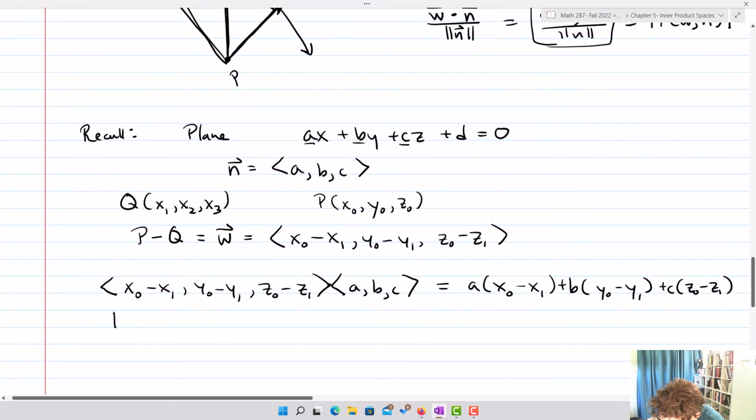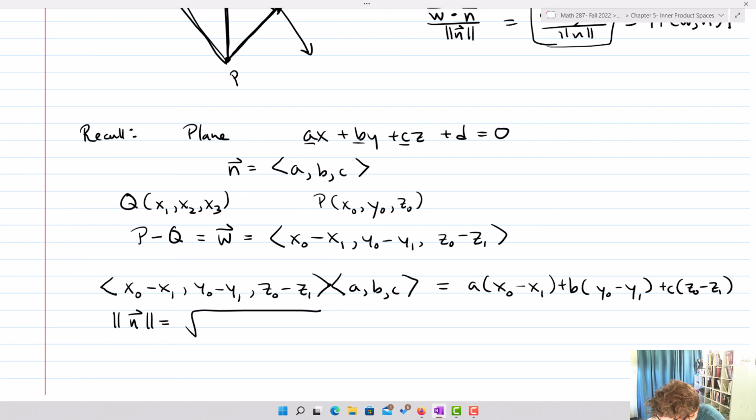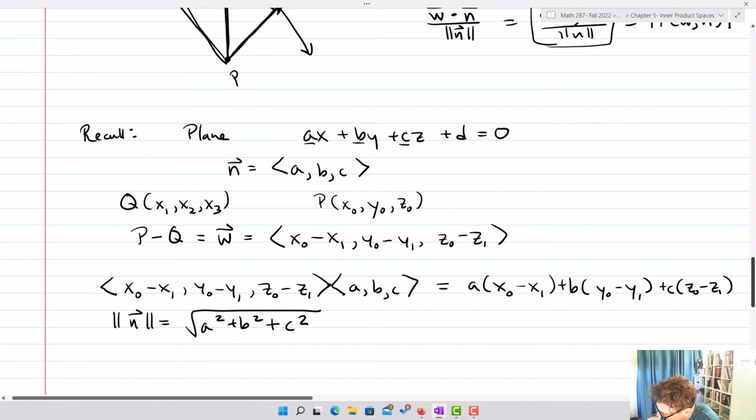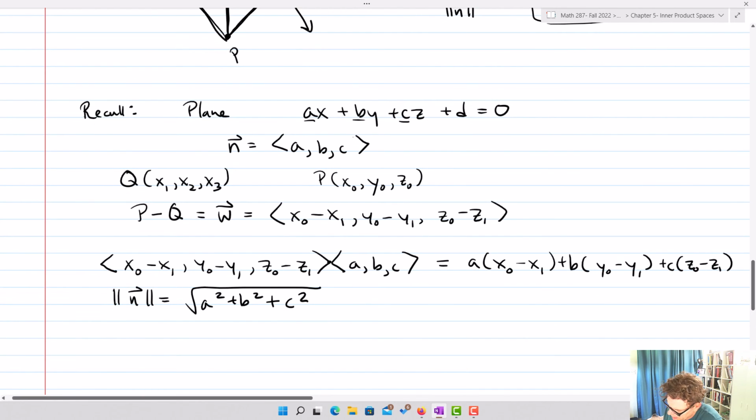And then the magnitude of N is going to equal the square root of A squared plus B squared plus C squared. Okay? So what I need to do now is I'm going to notice some things. I'm going to notice that here's the equation for my plane: AX plus BY plus CZ equals 0.